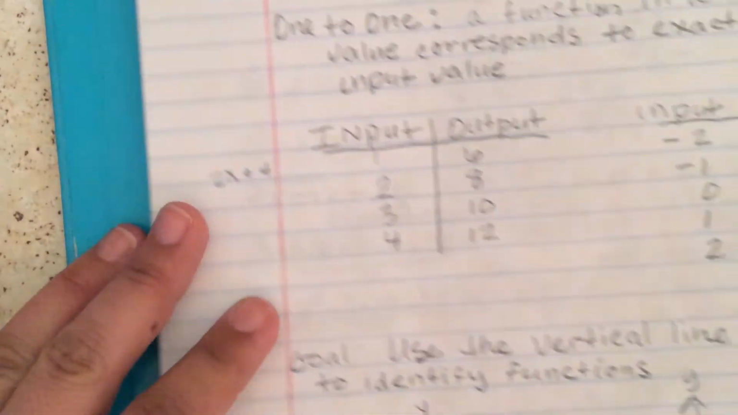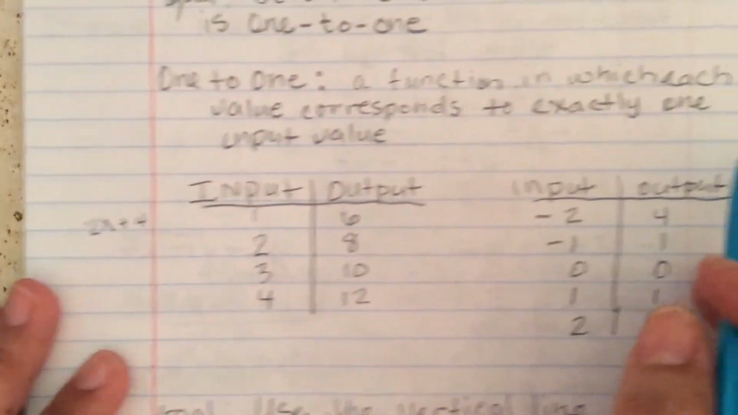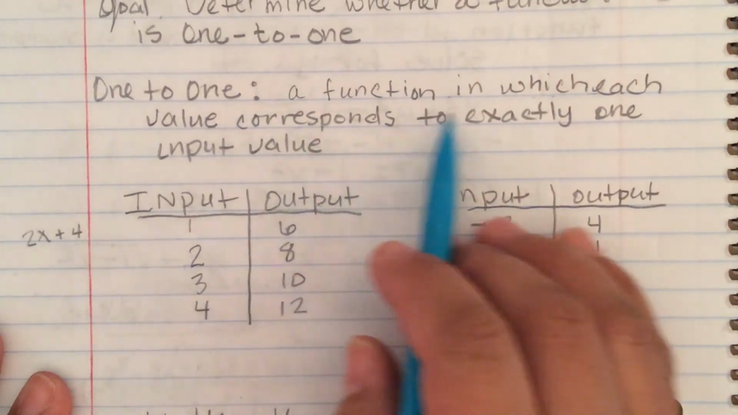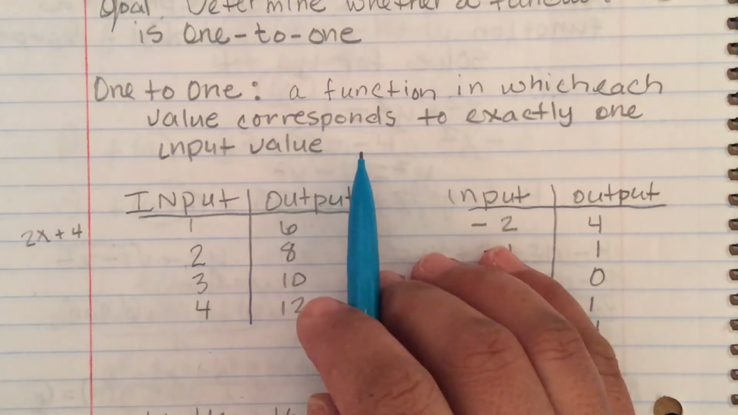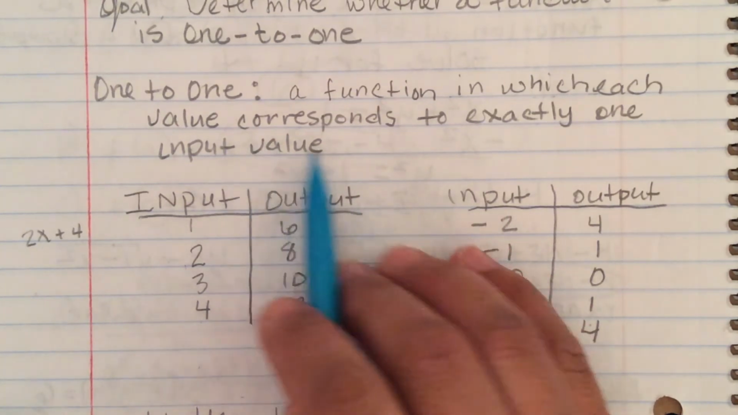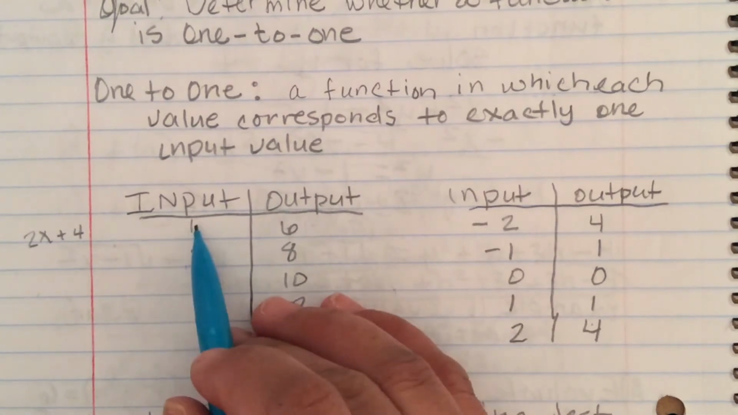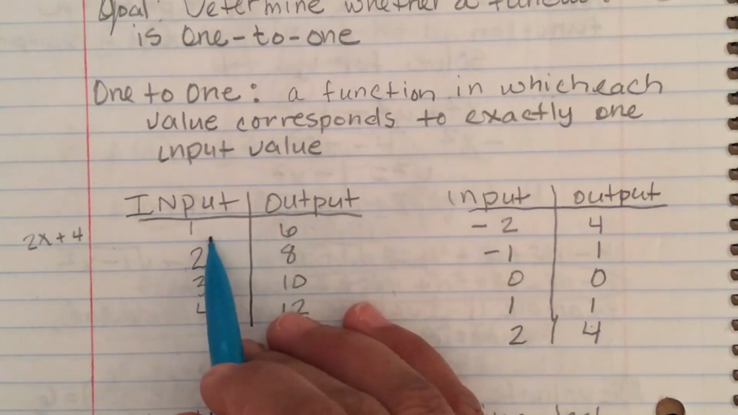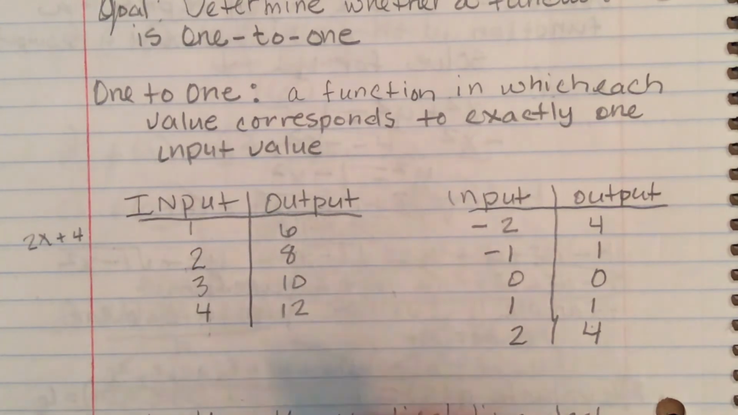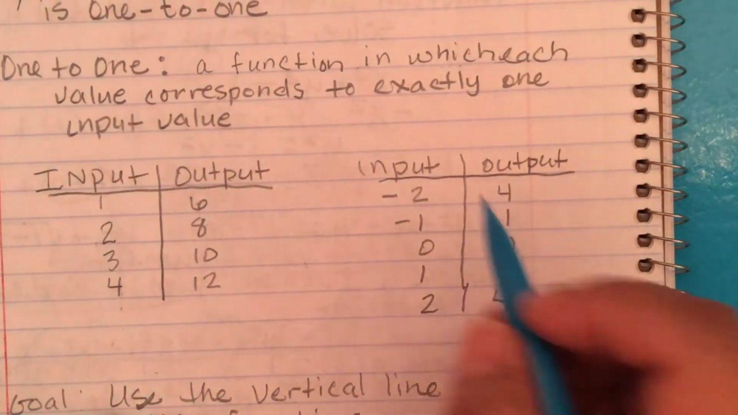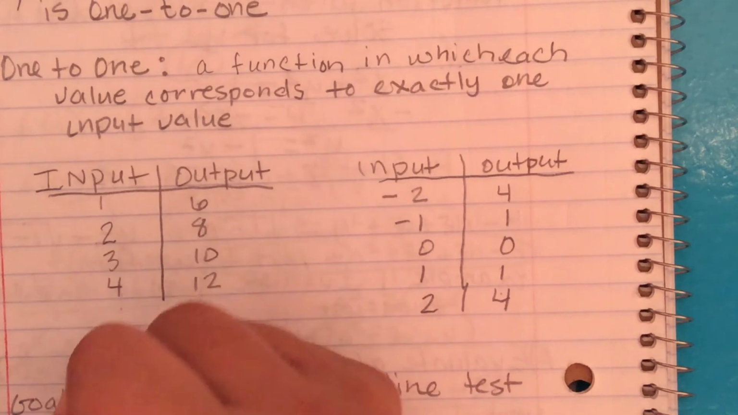Okay, we're almost done with this section. 1-to-1. What is a 1-to-1 function? A 1-to-1 function is exactly when each input corresponds to exactly one output. So for example, if you have 1, 2, 3, 4, and they go to 6, 8, so all of these are different, all of these are different. So this is 1-to-1.